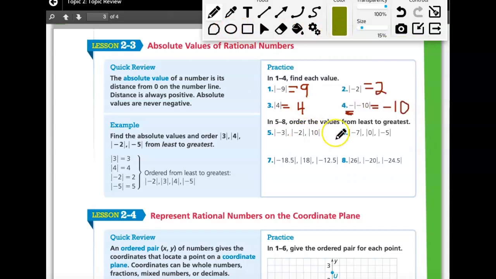So for number 5, we'll find the value. It says order the value from least to the greatest. Remember, it's two different things. Order the expression, but here we order the value. So for number 5, how do we order this? Joy, you want to try? Number 5 is negative 2 and then negative 3 and then 10.